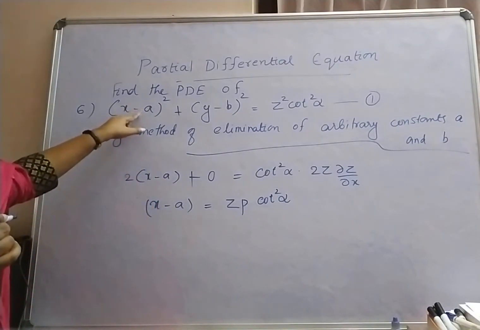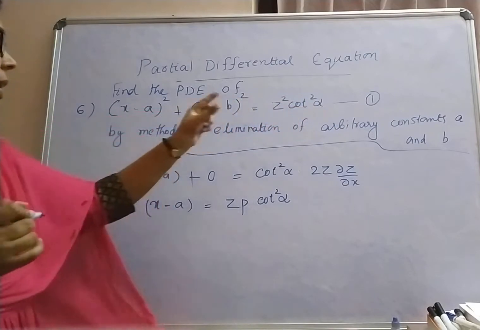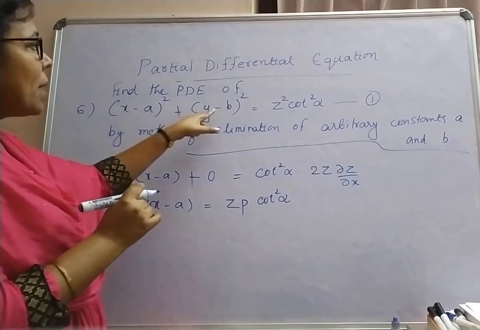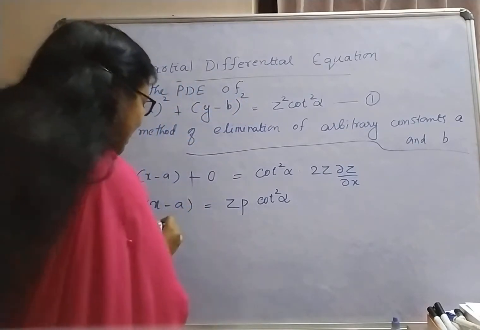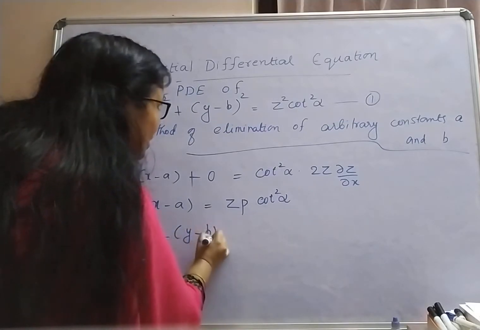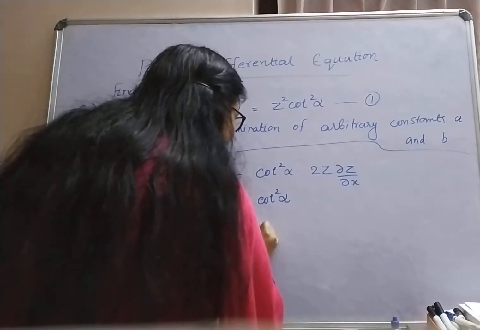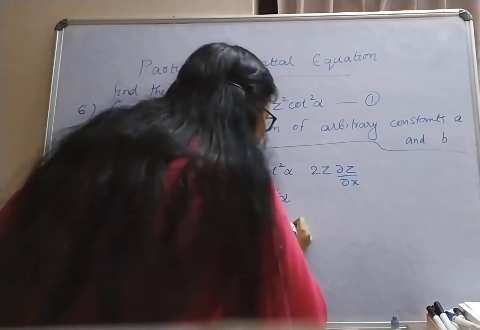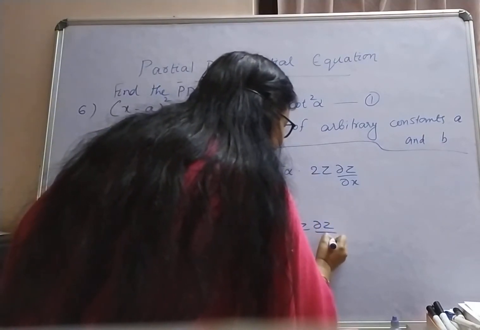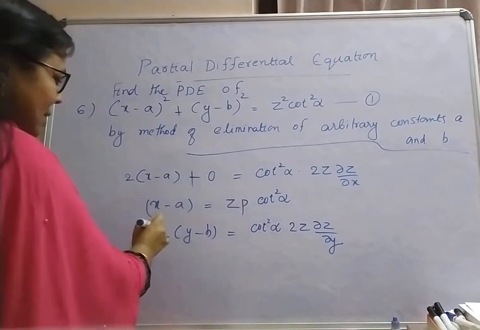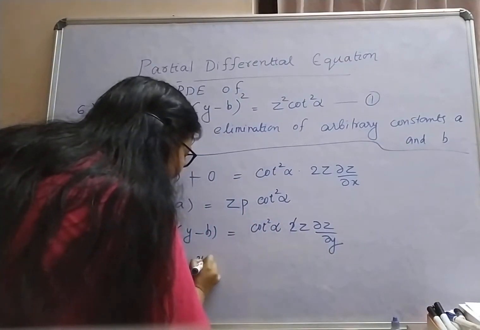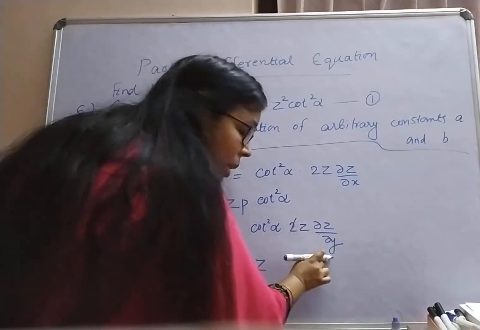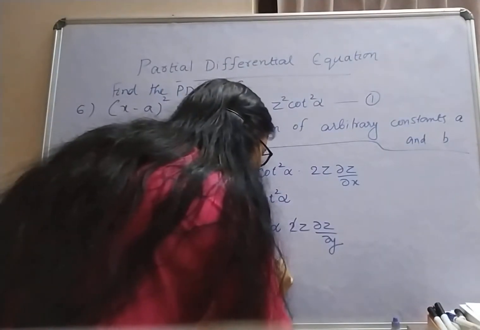Then partially differentiating equation number 1 with respect to y. We get partial derivative of (x minus a) the whole square with respect to y is 0. Partial derivative of (y minus b) the whole square with respect to y is 2 into (y minus b) equal to, here cot square alpha is a fixed constant. Cot square alpha into partial derivative of z square with respect to y is 2z dou z by dou y. This 2 will be cancelled. We get y minus b equal to z into dou z by dou y, which is q, then cot square alpha.